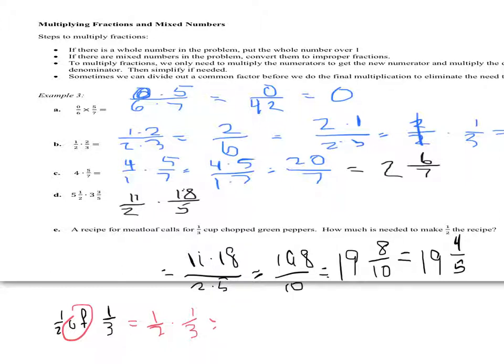And in doing that, we multiply our numerators, 1 times 1, to get the new numerator, and multiply the denominators, 2 times 3, to get the new denominator, giving 1/6. And now, since this is in fact a word problem, an application problem, we have units. In this case, the units are cups. So we need 1/6 of a cup of green peppers.